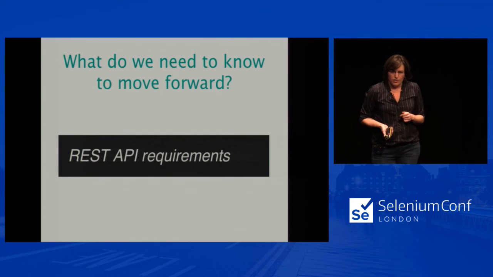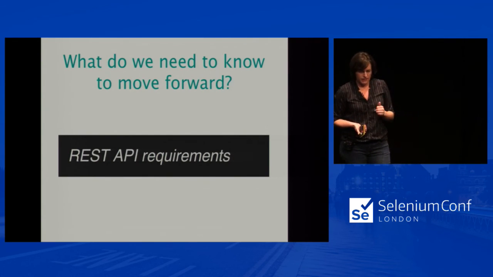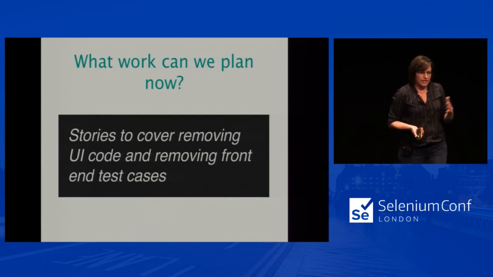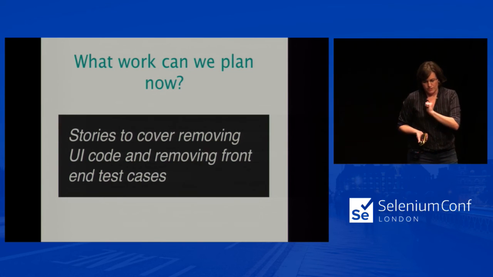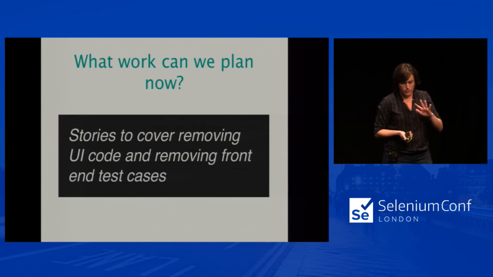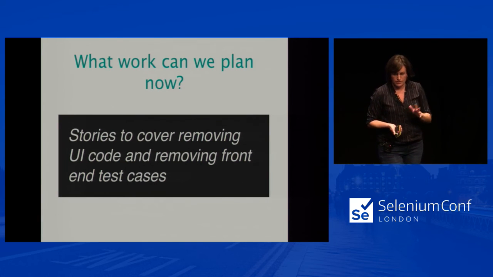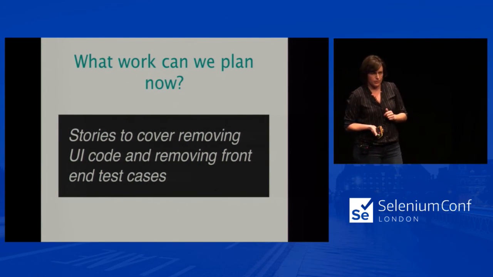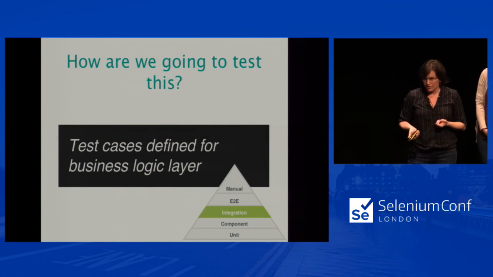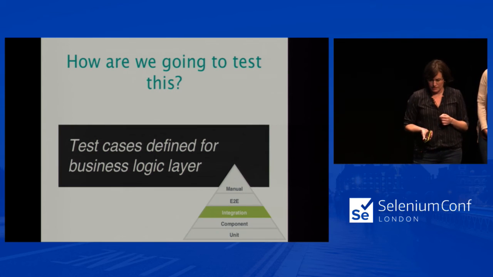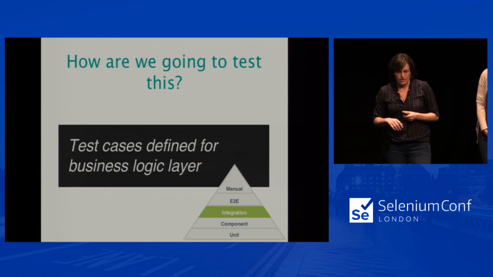So what do we need to know to move forward? We need to communicate REST API requirements to that services team or the developers. And is there anything that we can plan now, trying to get a handle on as much information as we have? So assuming we can work out an agreement for the REST API, we know we'll be removing and simplifying a lot of front-end code, so we can attempt to quantify and organize this work. How are we going to test this? So we can drive this by defining test cases that apply to the business logic only and not the front-end code, which is ideally for display and user interaction only.